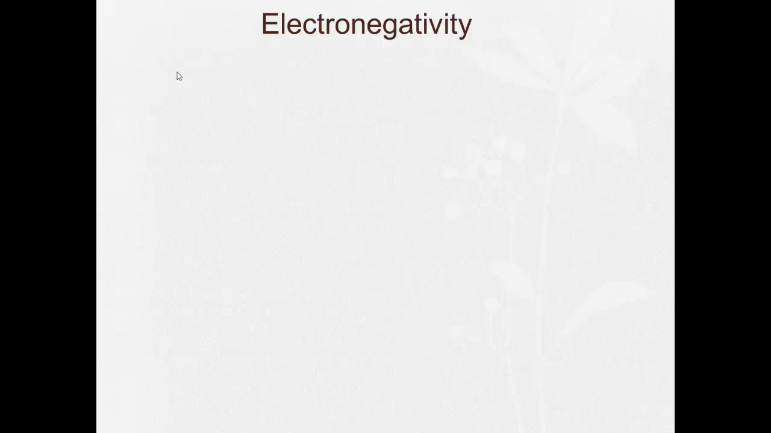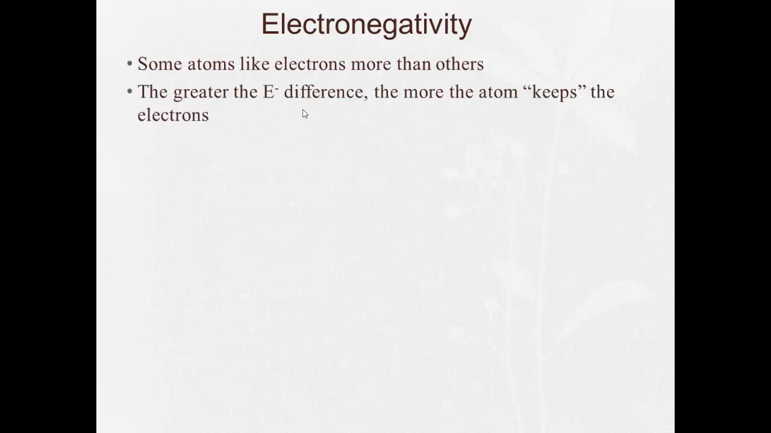As we learned when we did the unit on the periodic table, some atoms like electrons more than others. Remember, electronegativity is an affinity for or an attraction to electrons. So some atoms are more electronegative than others because they like electrons more. Now, when you have two atoms forming a bond, the greater the electronegativity difference, the more one of the atoms keeps, in quotes, the electrons.